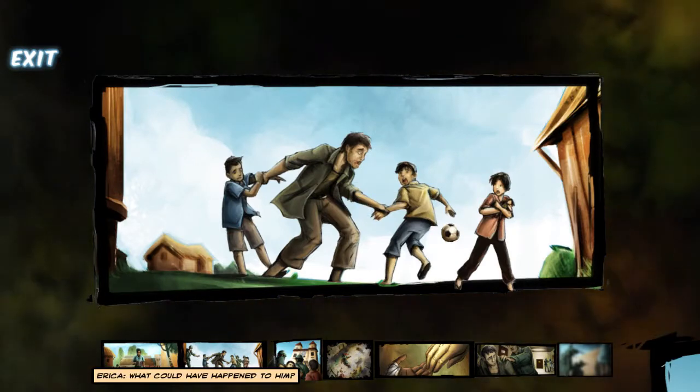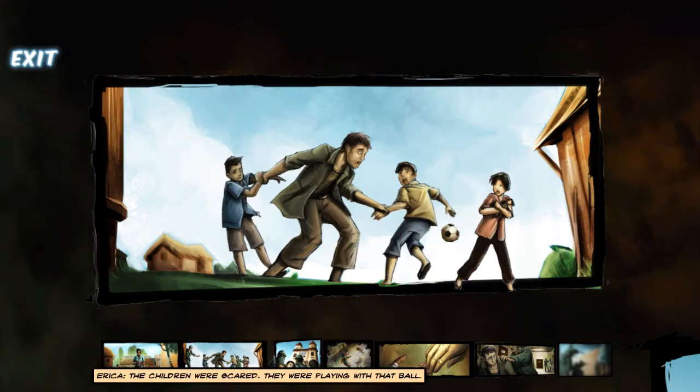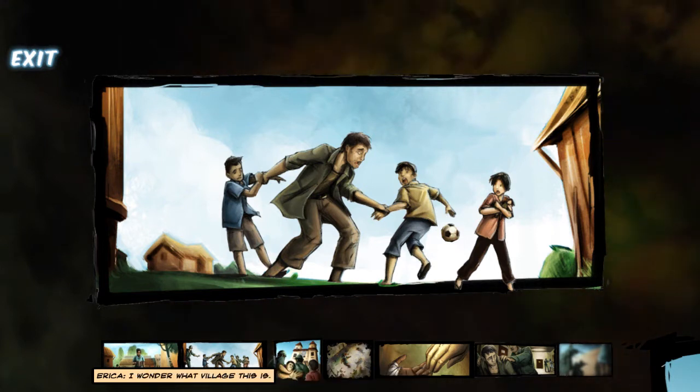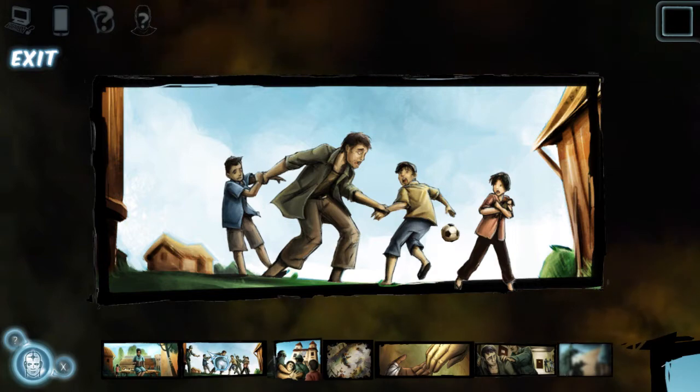What could have happened to him? The children were scared. They were playing with that ball. I wonder what village this is.